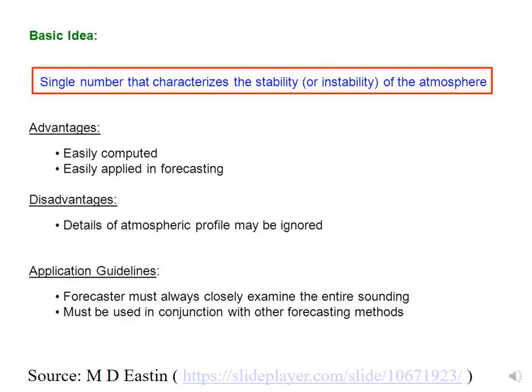The basic idea of the stability indices is that you come up with a single number that characterizes the stability or instability of the atmosphere. They are easily computed and easy to apply, but the disadvantage is that there's no single stability index that can be used to identify or predict thunderstorms. There are lots of different stability indices, and you have to look at a lot of them in order to understand the overall picture of what's going on.